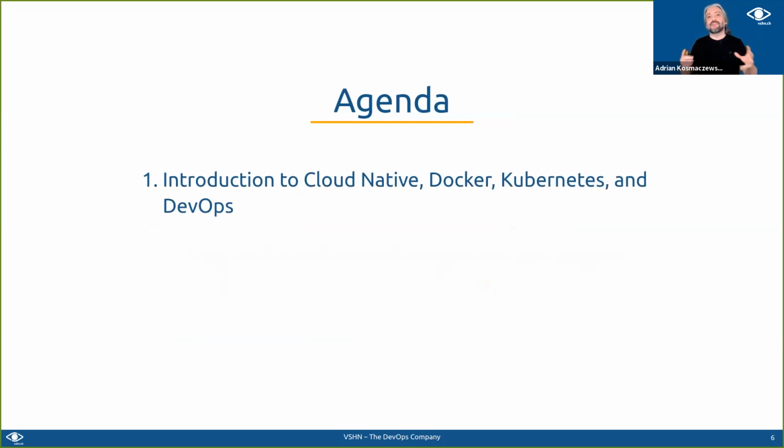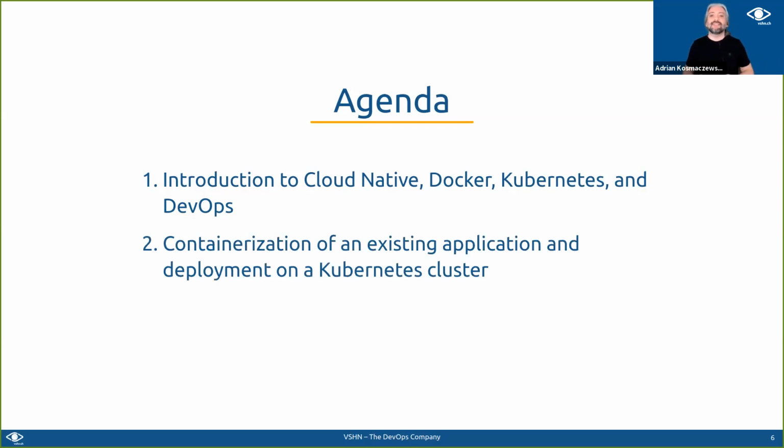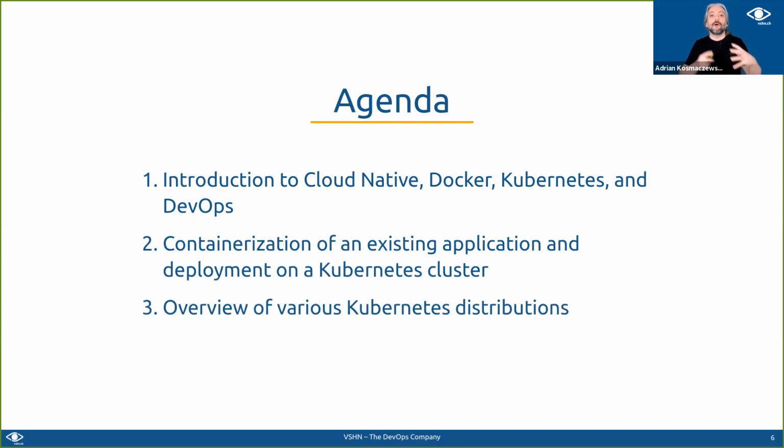But let us talk about our agenda for today. First, we're going to start with an introduction to cloud-native applications, DevOps, Docker, and Kubernetes. Then we're going to see a practical example of containerization of apps with Docker and deployment to Kubernetes, showing how you can migrate your applications to the cloud. And finally, we'll provide an overview of the most popular Kubernetes distributions. We'll wrap up with some answers to your questions.